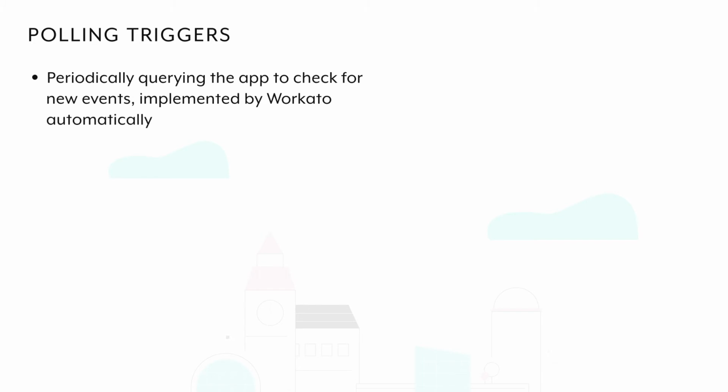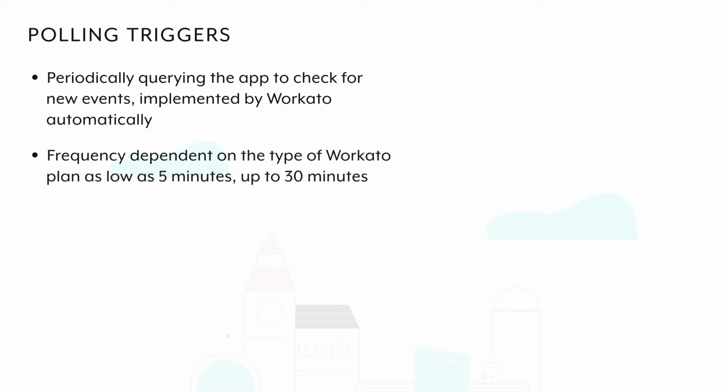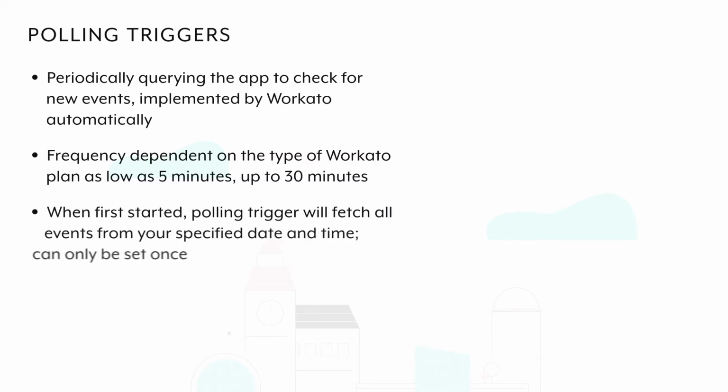Polling triggers in Workato will check the application for new events. Depending on the available API, Workato can receive trigger events periodically by polling the app. The frequency is dependent on the type of plan each user has in Workato, and it can go as low as 5 minutes and up to 30 minutes. When starting your recipe for the first time, the polling trigger will fetch all events from the date and time that you have set. However, this can only be set once.